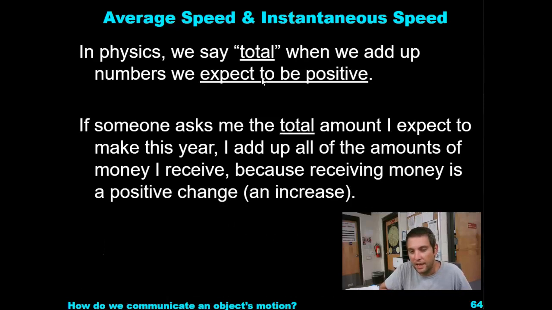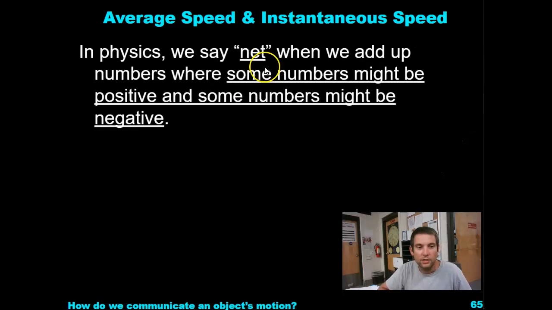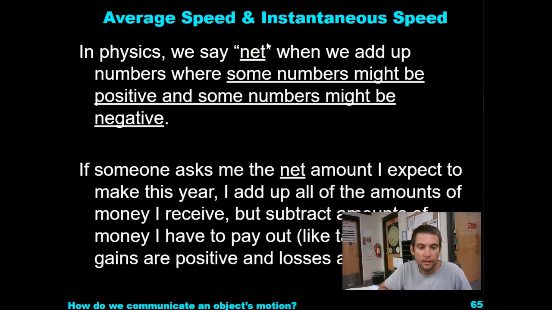If someone asks me the total number I expect to make this year, I'm going to add up all of the amounts of money I receive, because receiving money is a positive change or an increase. In physics, we say net when we add up numbers where some numbers might be positive and some might be negative. We do the same thing outside of physics class too. If someone asks me the net amount I expect to make this year, I'm going to add up all the monies I receive and subtract all the amounts of money I have to pay out, like taxes, because gains are positive and losses are negative.